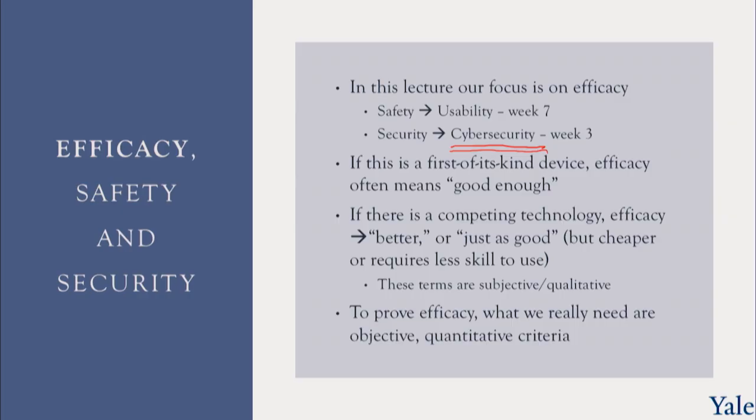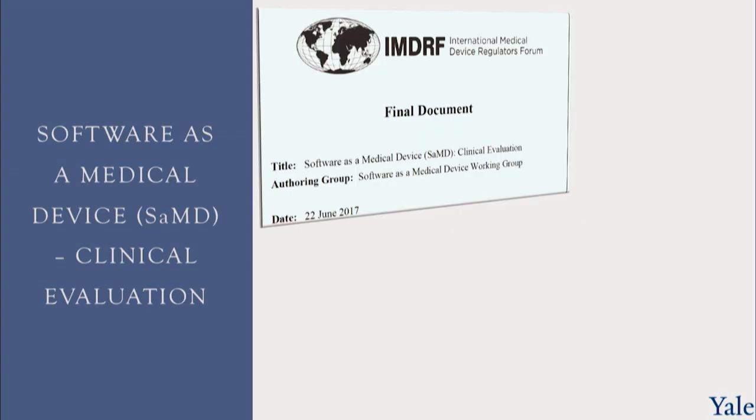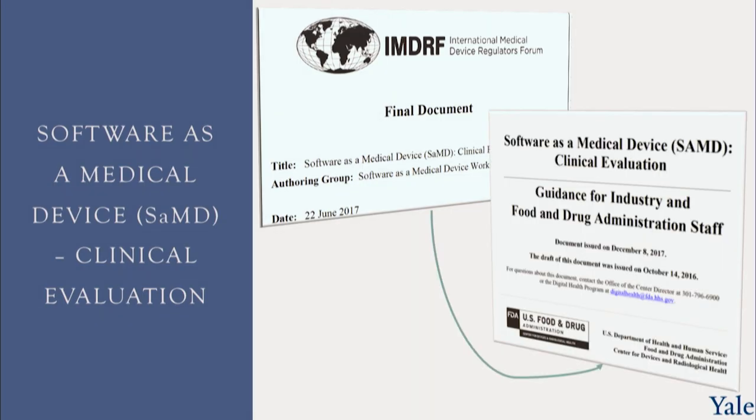To prove efficacy, what we really need are objective quantitative criteria. Objective meaning that they would stand an external evaluation, and they have to be quantitative so we can measure something and demonstrate efficacy. The key discussion that we're going to follow here comes from this document created originally by the International Medical Device Regulators Forum on the clinical evaluation of SAMD, software as a medical device. This was issued in June of 2017 and reissued by the FDA in December of 2017 with just an additional cover. It's the same exact document, and this is where our discussion is going to be based on. This is the guidance we will follow.